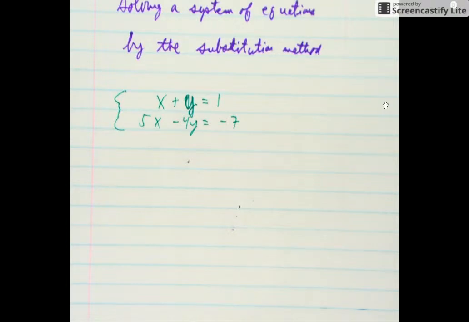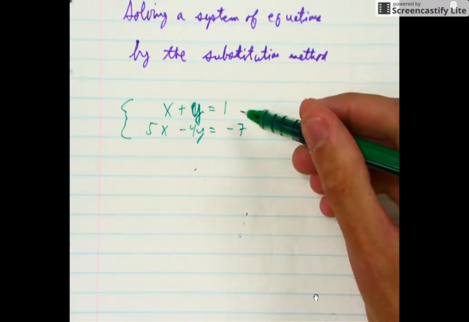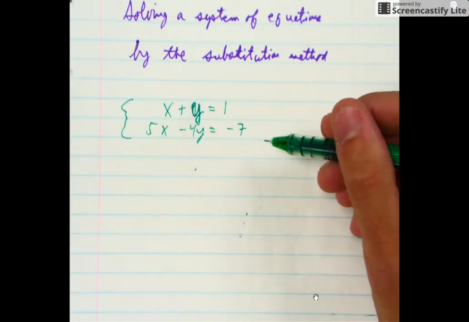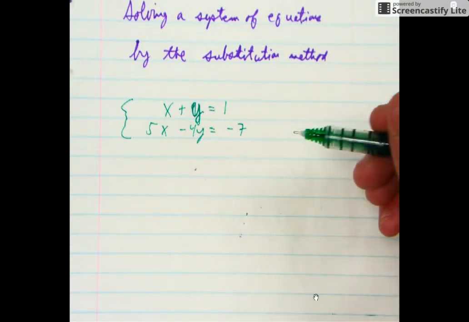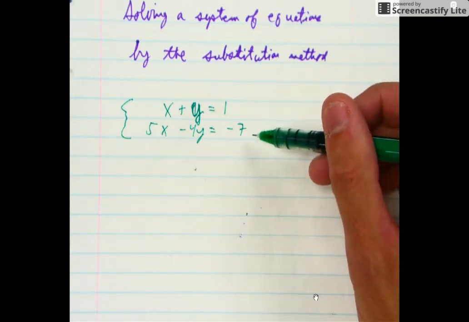Okay, today we're going to solve a system of equations by the substitution method. So the first thing that we need to do is write down our system, which is x plus y equals 1 and 5x minus 4y equals negative 7. So our goal here is to find out, without graphing, where these two lines would intersect on a graph.